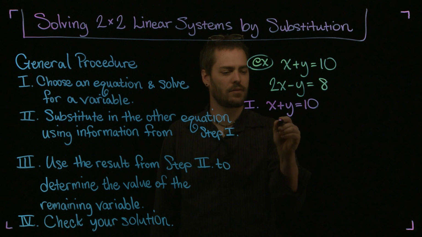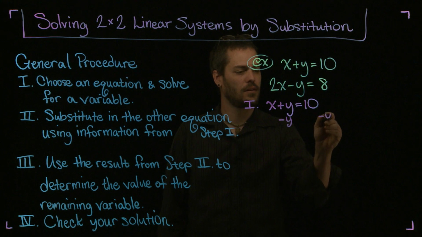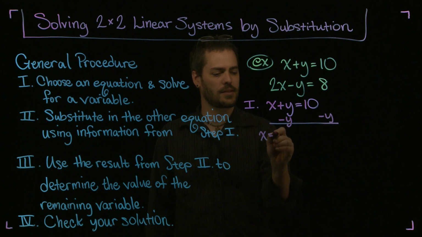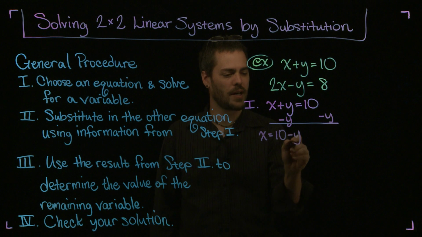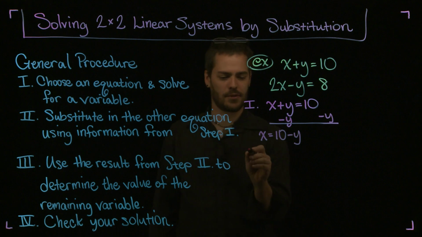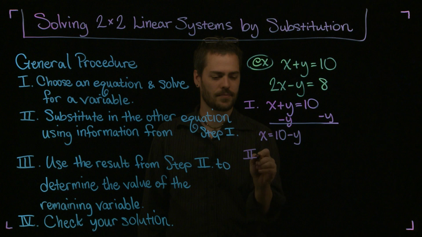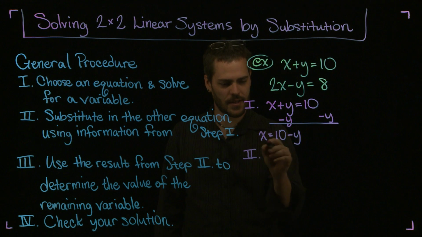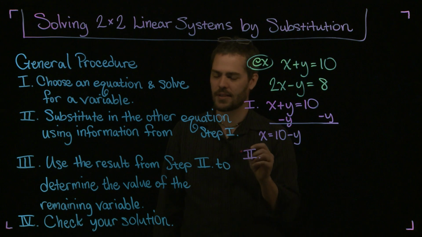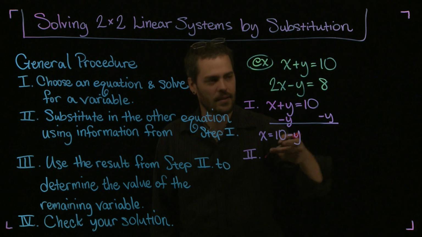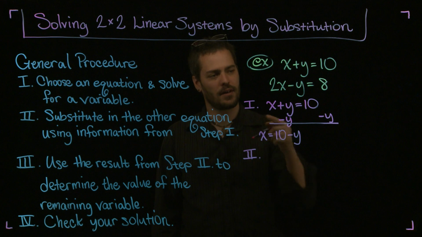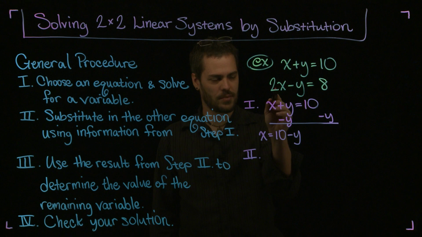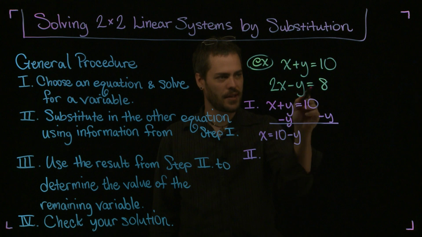So if I want to solve for x, I'm going to subtract y from both sides, and that gives me x is equal to 10 minus y. That's step one. Step number two. Now I'm going to use the information from this equation that I ended up with by solving for x, and I'm going to plug that into the other equation. It's got to go into the other equation, never back into itself. So this would give me equation number two, or the bottom equation, which says 2x minus y equals 8.